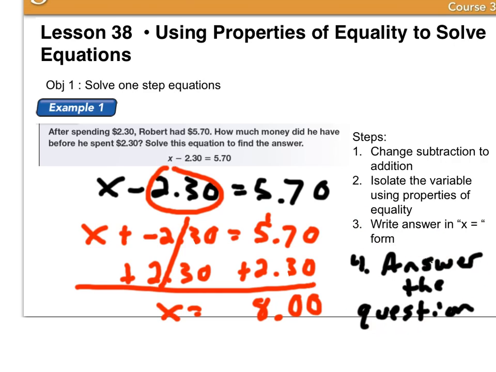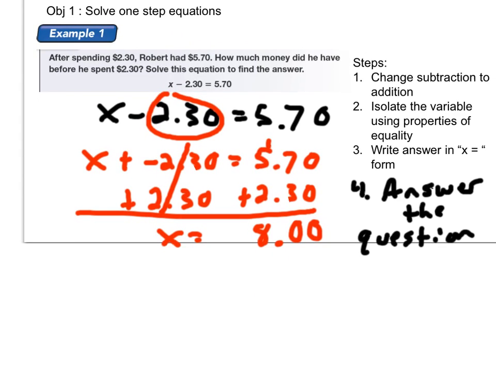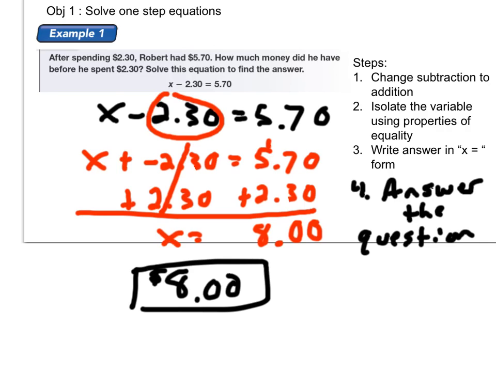Now step 4 says answer the question. This only applies to word problems. Okay, so for example, the question here says how much money did he have before he spent $2.30? If I asked you how much money he had, you wouldn't say x equals 8.00. Okay, that's not an answer to the question. That sounds kind of ridiculous. So we need to answer the question now for our final answer. And our final answer should say, how much money did he have? Well, he had $8. Okay, so we answer the question. How much money did he have? He didn't have x equals 8.00. He had $8. So make sure the question is answered when it's a word problem.